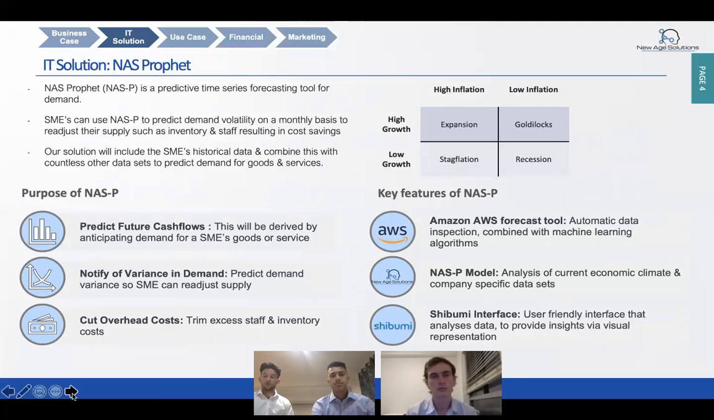Thus, for now, we'd have to find data relevant to low inflation and low growth to provide the basis for our forecast. So we will conduct thorough research and collect countless data sets that we believe will be relevant to generate an effective forecast for SMEs' demands. The results will be used to create personalized reports and visually display our data on our user-friendly Shibumi interface.